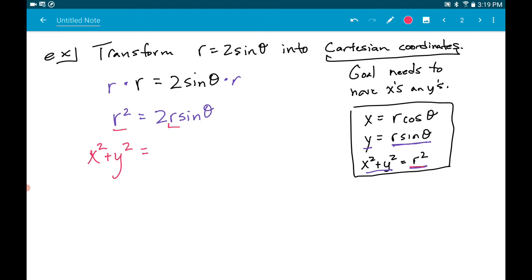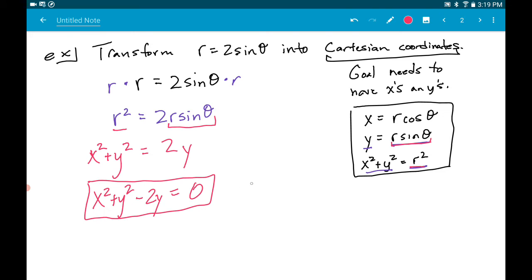And r sine theta is y. And guess what? I'm done. I've got rid of all my r's and thetas, and I've turned them into x's and y's. Now, you can leave it like this. Sometimes what we do is move everything to one side. But this is the answer.